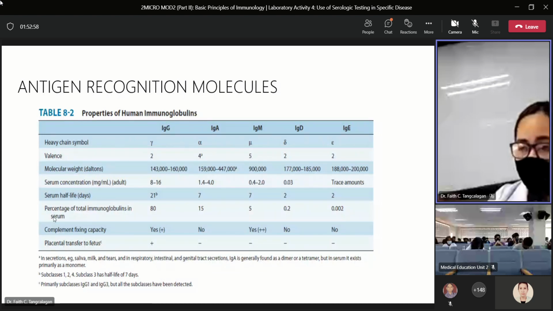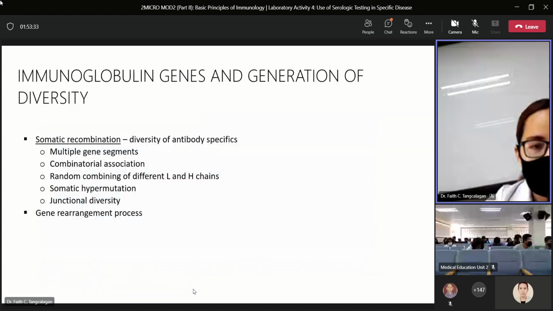So just remember this: it's the only immunoglobulin that crosses your placenta, your IgG. Okay? So this is how you will read tables. You need not memorize all of this. Just understand them. Like, how should I make use of this table? For example, remember that IgG is the only immunoglobulin that can transfer to the fetus. Okay. Anyway, next slide. Immunoglobulin genes and their generation of diversity.